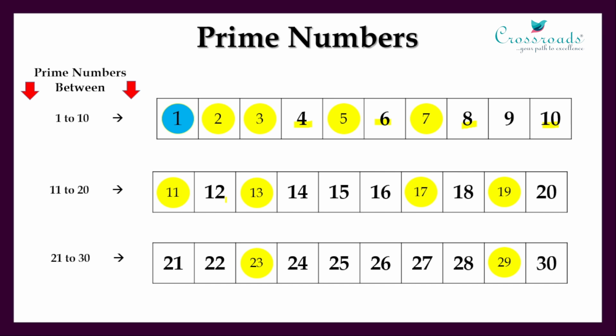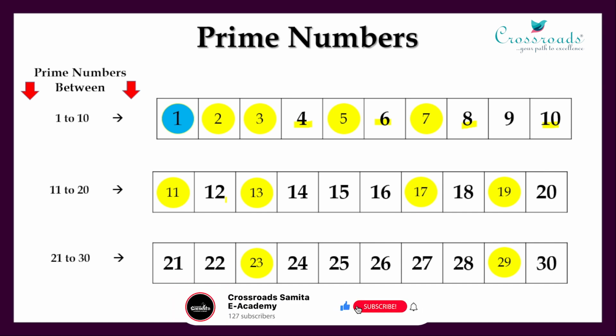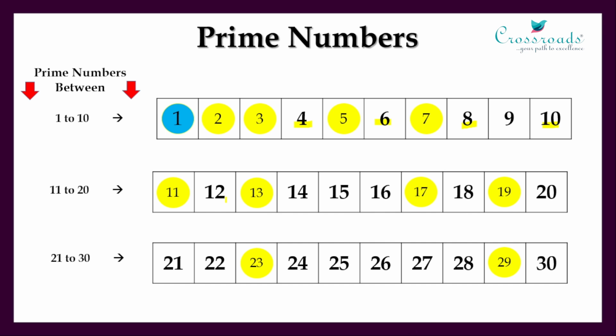Now 21 and 27 are multiples of 3. That is 3 sevens are 21, 3 nines are 27. So both of them become composite numbers. Now we are left with only one more number, that is 25. 5 fives are 25. So it's a multiple of 5. Hence again it becomes a composite number. Hope everyone is clear so far.